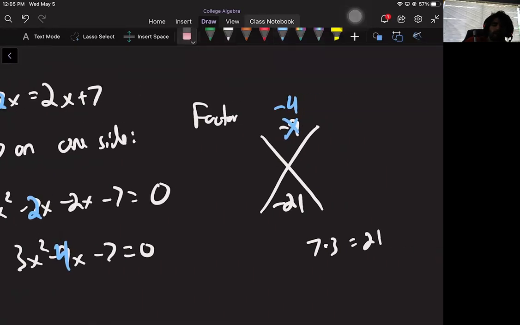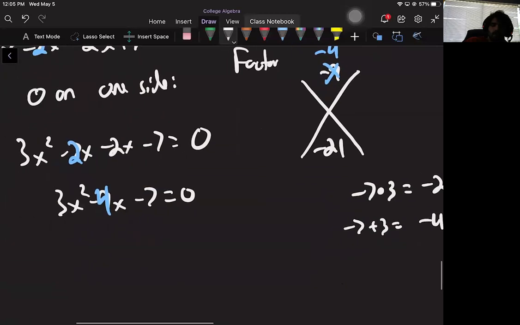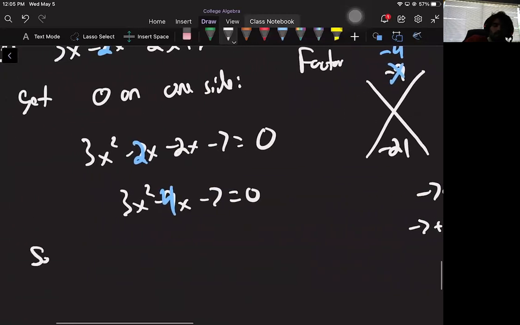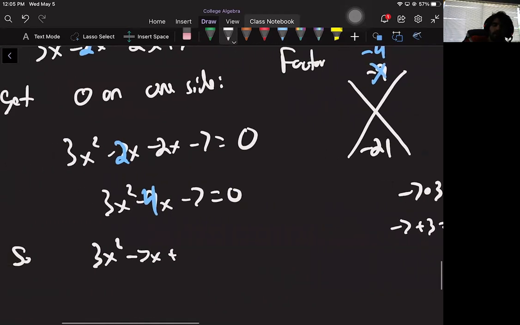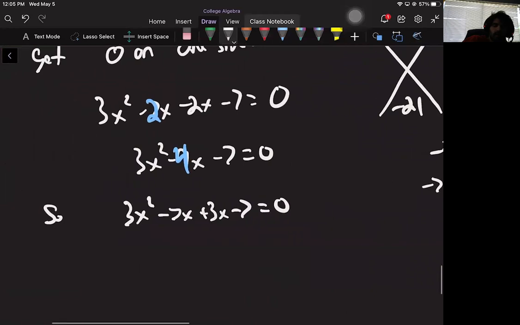Okay, so now I can do it. So -7 times 3 will multiply to -21. -7 plus 3 will be -4. So -7 and 3 are what I want. So then I rewrite this as 3x squared minus 7x plus 3x. Replacing the -4x like we learned last time. And then I'm going to factor by grouping.